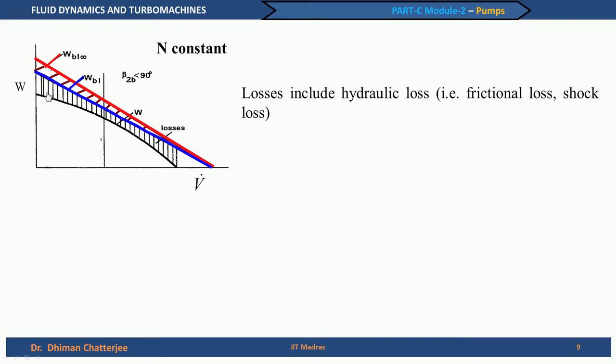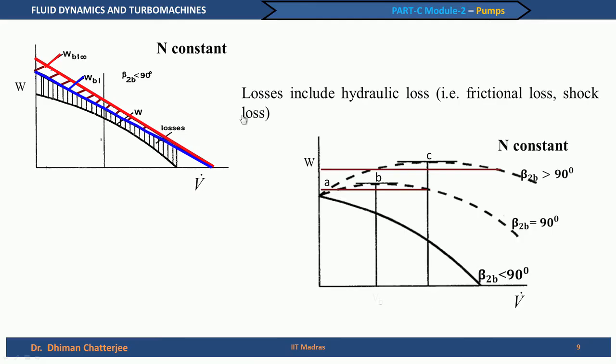The vertical hatch lines in black show you the loss, and you see that the loss is minimum at this point and increases both ways. This loss includes both frictional loss as well as the shock loss, as we have discussed. This was shown in detail for one blade angle which is less than 90 degrees.